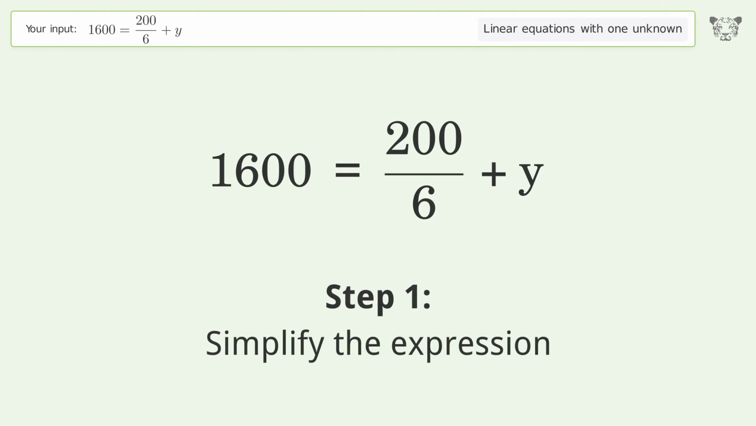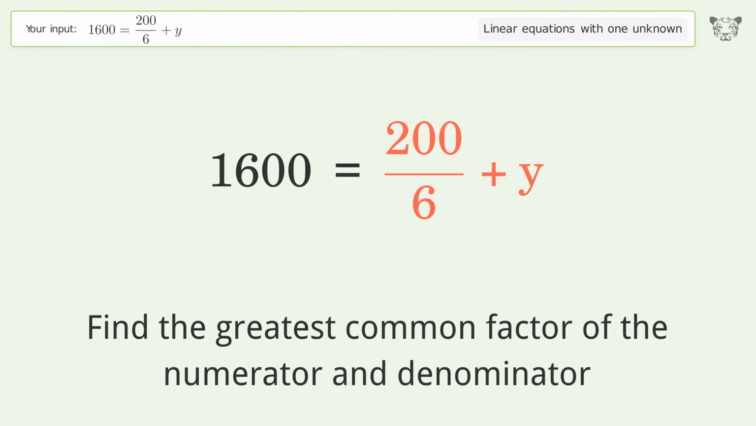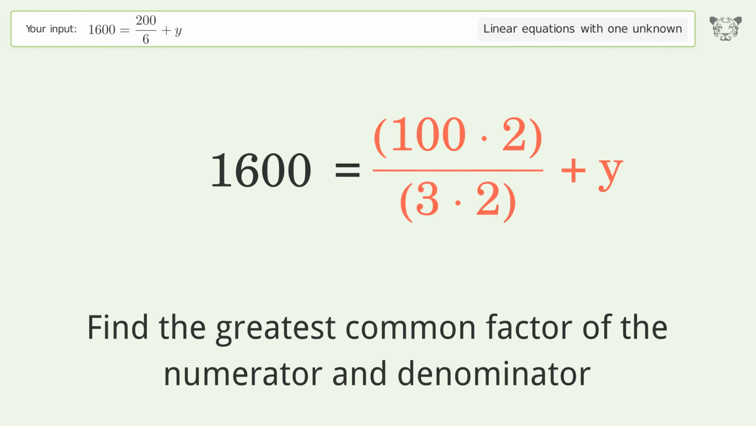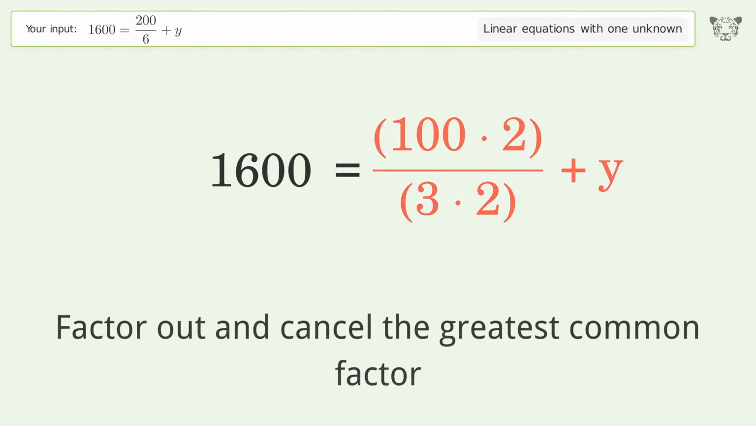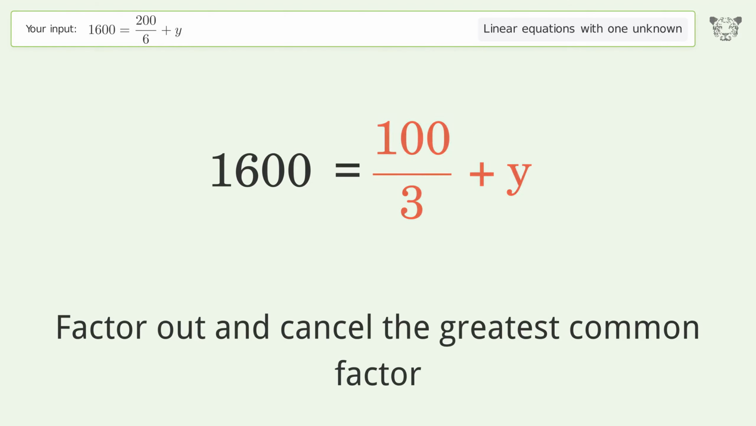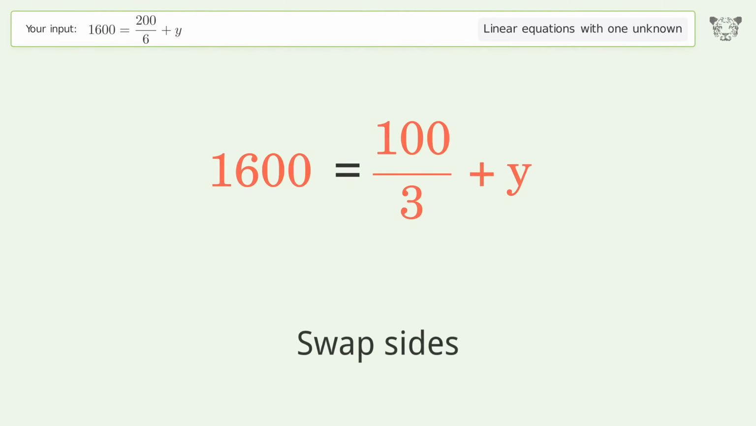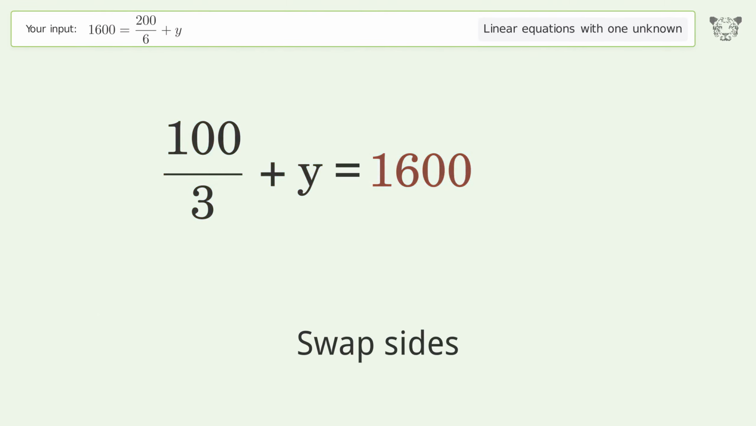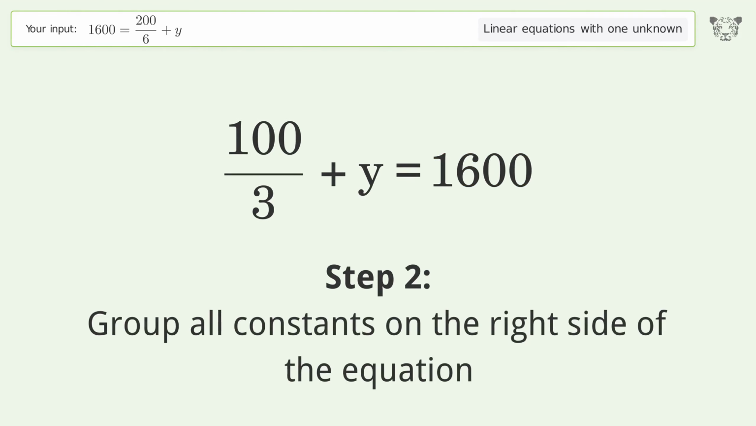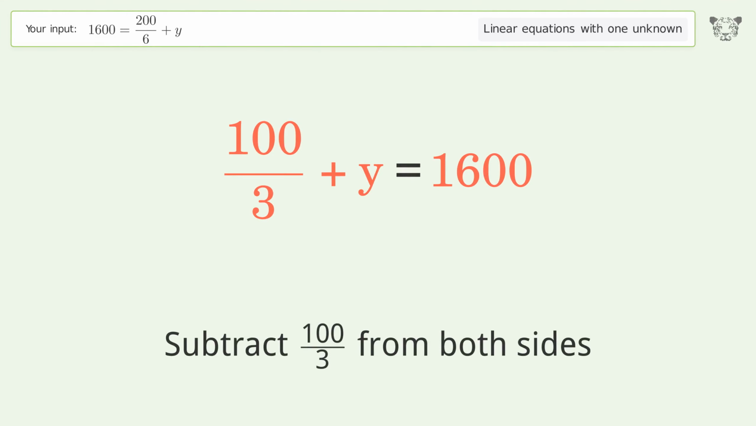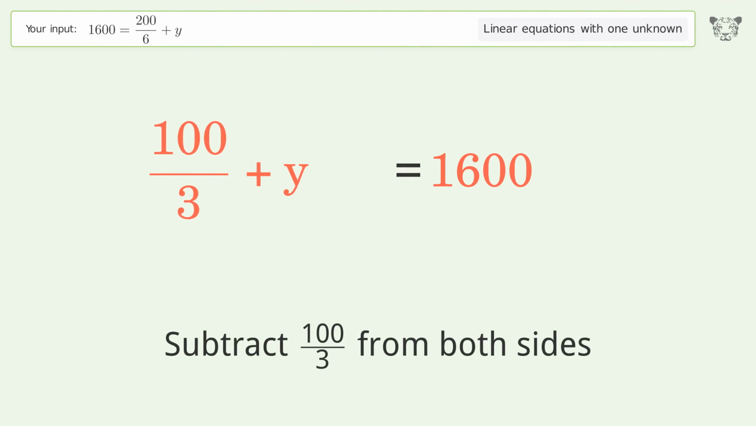Simplify the expression. Find the greatest common factor of the numerator and denominator. Factor out and cancel the greatest common factor. Swap sides. Group all constants on the right side of the equation. Subtract 100 over 3 from both sides.